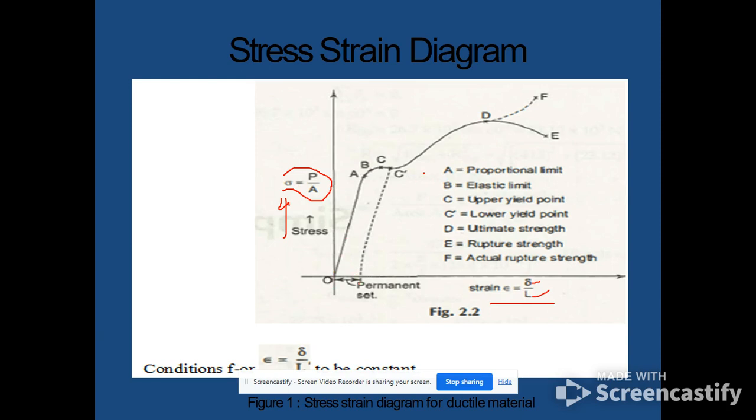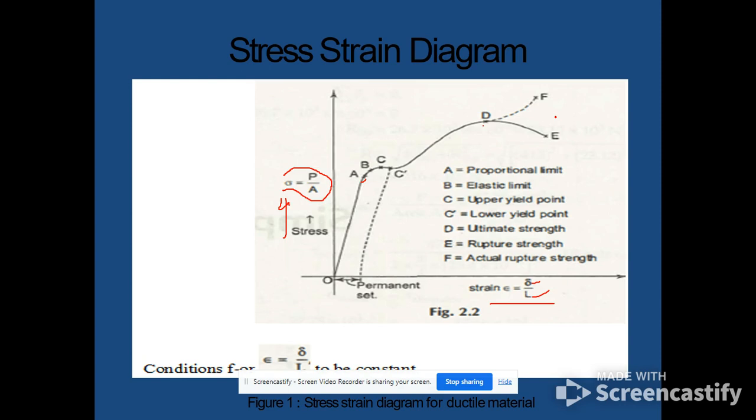Observe the diagram. First of all, A is the proportionality limit, B is the elastic limit, C is the upper yield point, C dash is the lower yield point, D is the ultimate strength, E is the rupture strength, and F is the actual rupture strength. First, what is the proportional limit? The proportional limit is the maximum stress at which the stress is proportional to the strain. Above this limit, plastic deformation of the material occurs. It is nothing but Hooke's law.